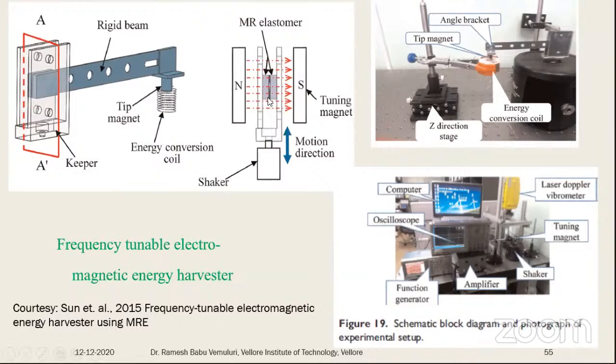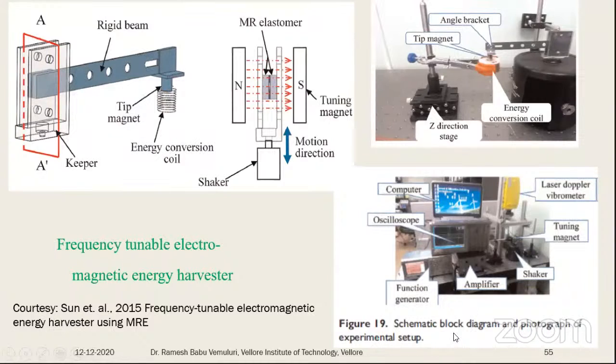So this is the MR elastomer with the tuning magnets, and this is the motion direction. Then we can see here the angle bracket and these tip magnets. So this is the energy conversion coil where this energy can be stored.